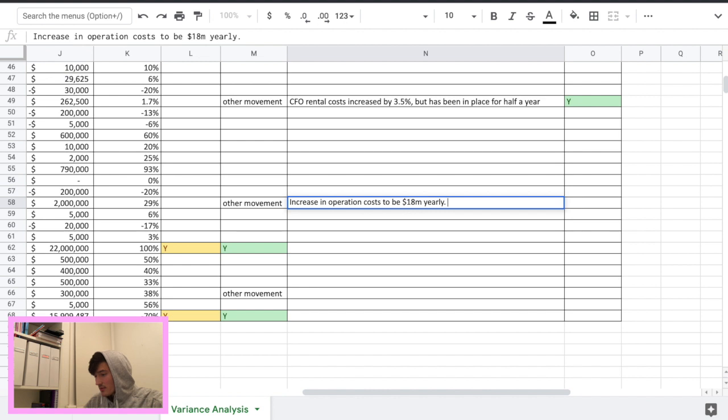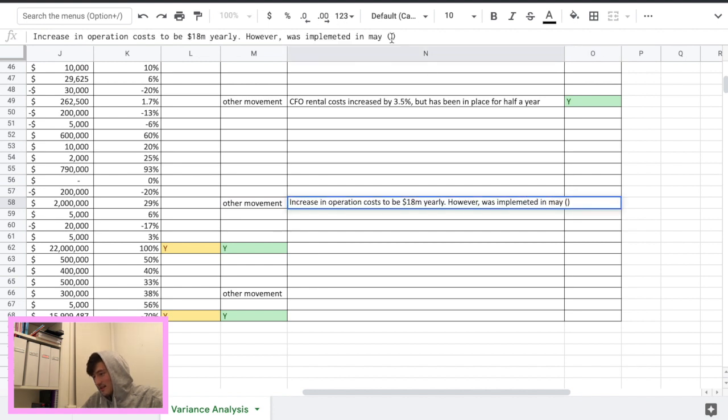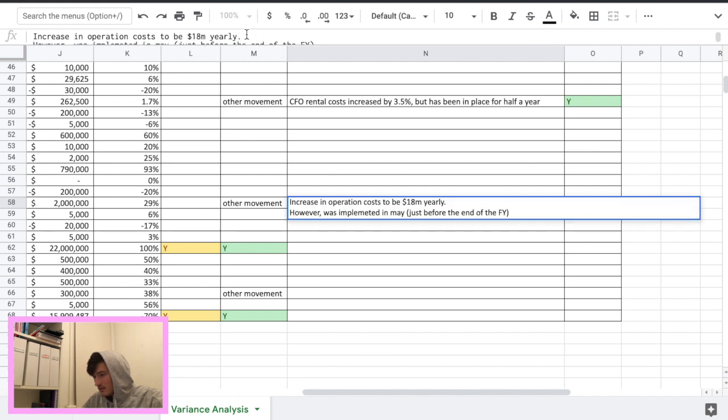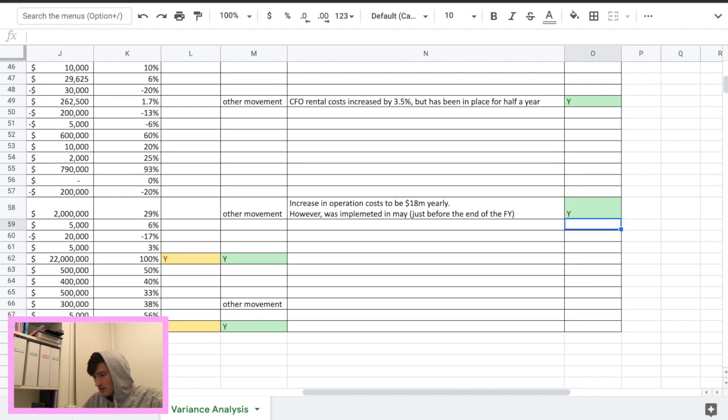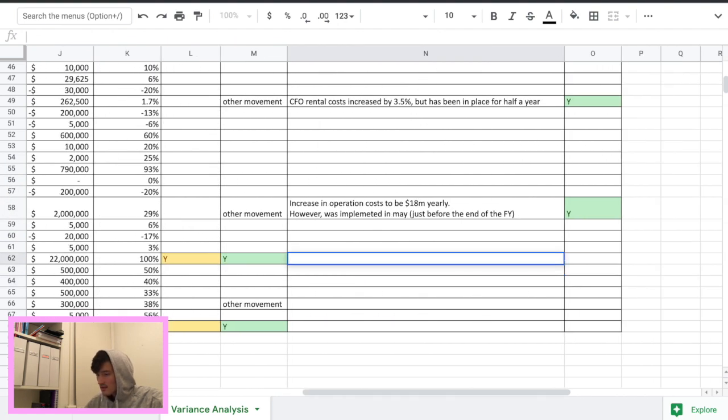And this is another example of this one actually, because it was implemented just before the end of the financial year. So the payment roughly makes sense, I guess. We can add that. So it was implemented in May, I believe. Okay, yes. And what's that? 22 million. So I think that is, oops. So that's, we talked about that actually. Yeah, cost of recall.